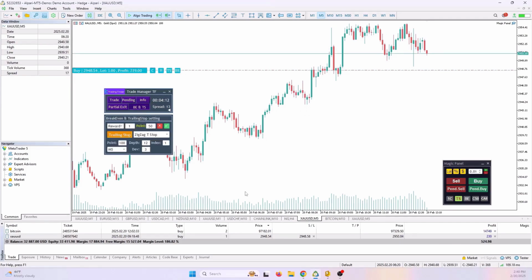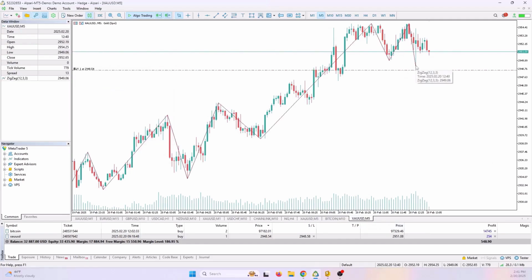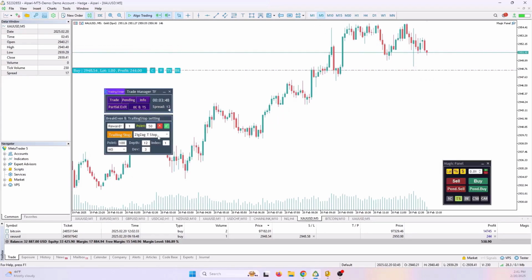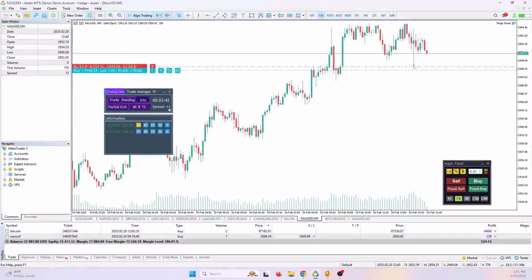And the last thing about trailing stop settings is related to the zigzag indicator. It takes the zigzag indicator as input, and here you can set its value and its time frame. For example, the last pivot here was formed in a 5-minute time frame, so we set this here too. And by turning on this button, it sets the stop here.